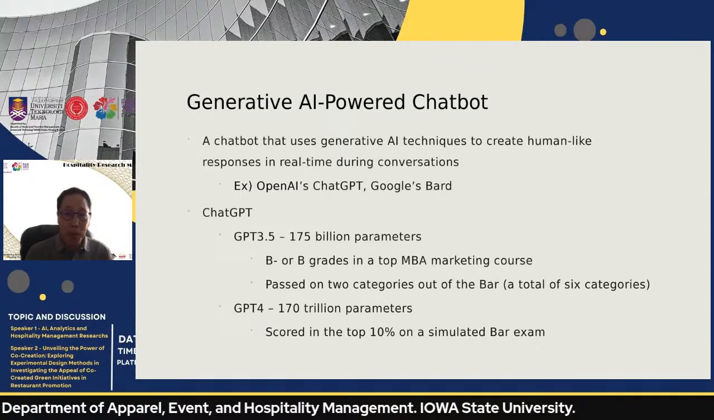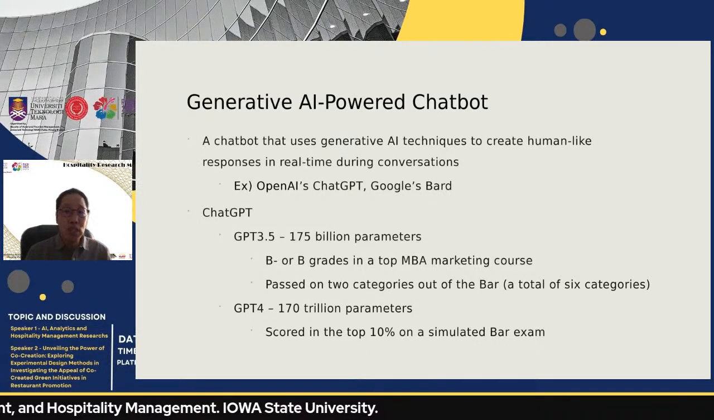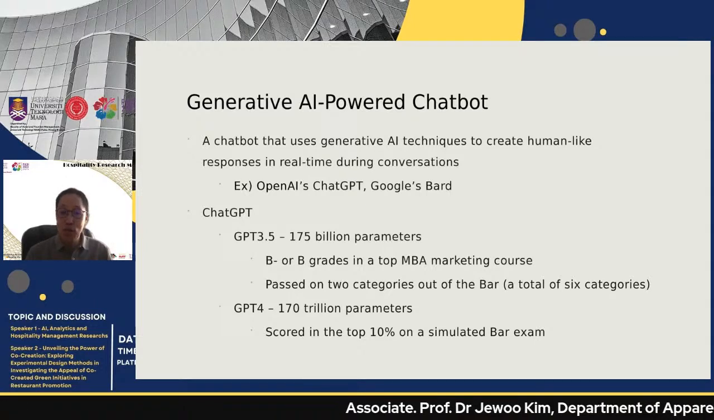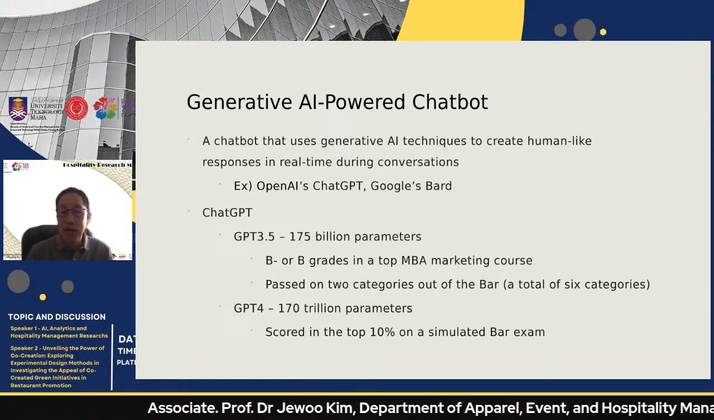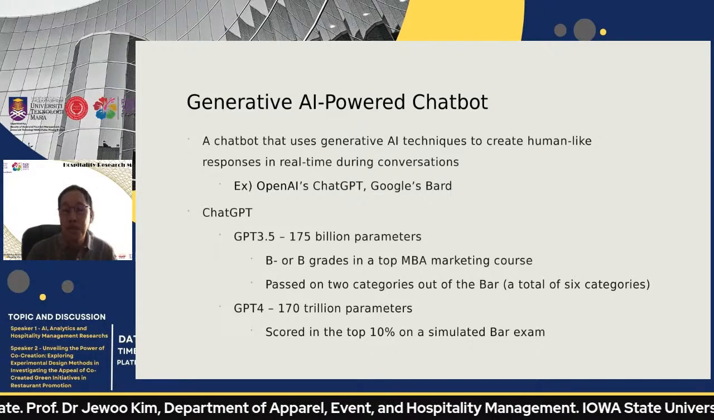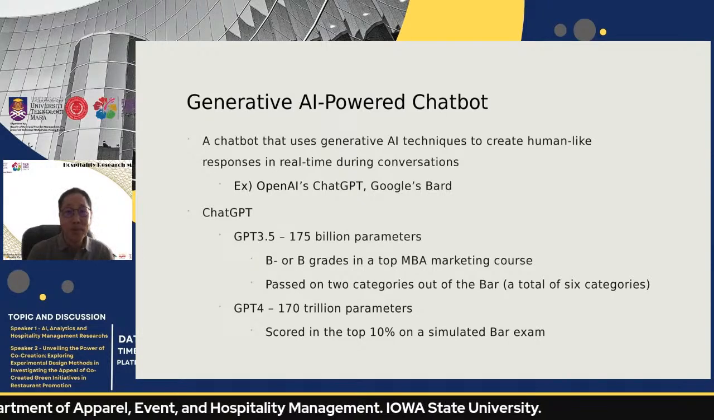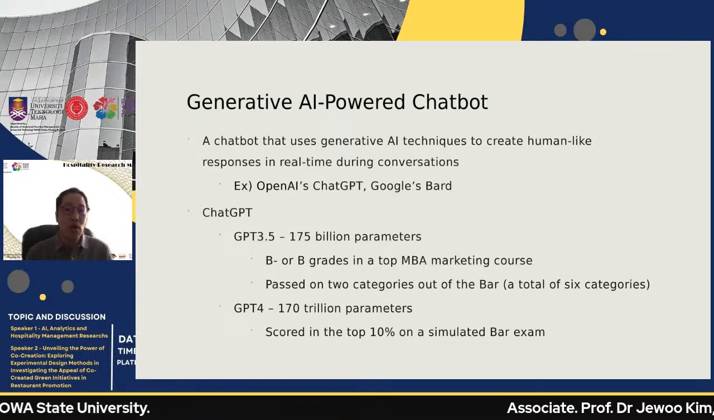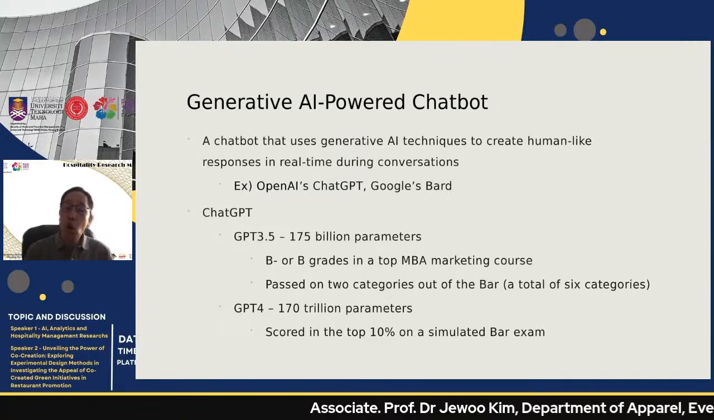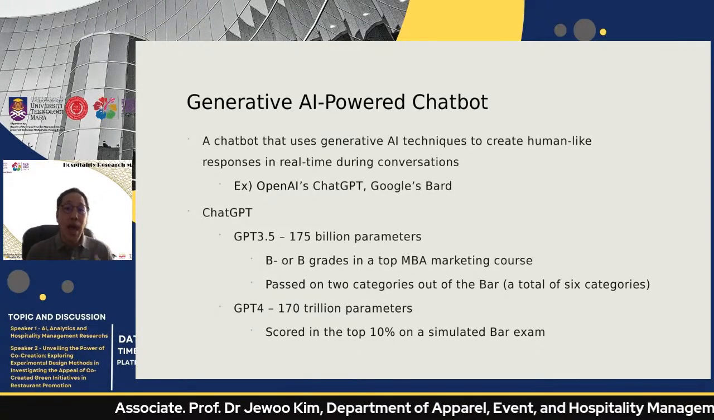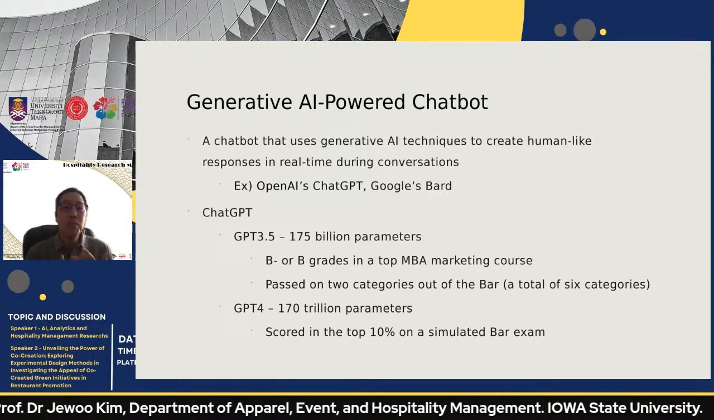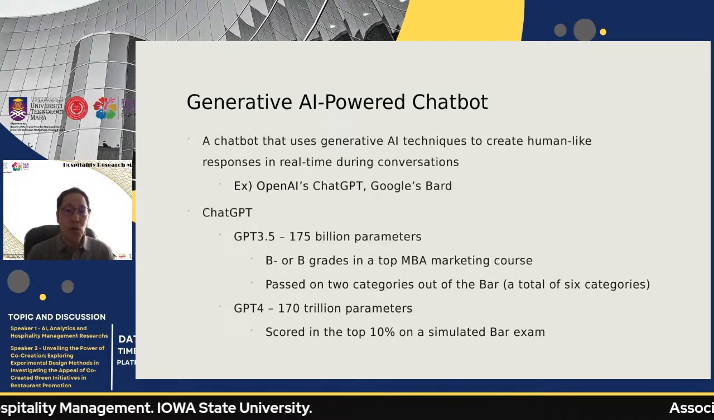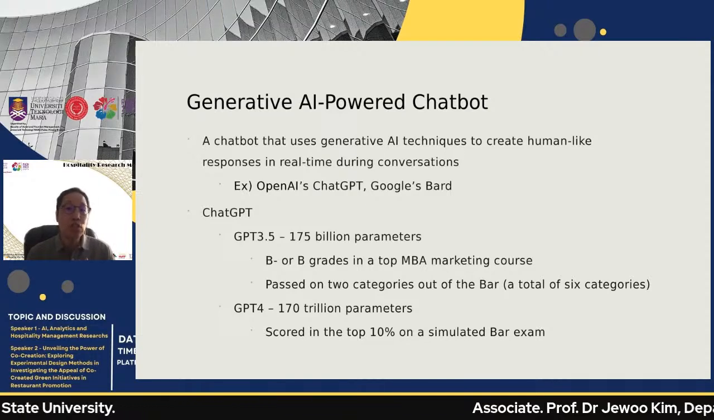In their research paper, they showed that GPT 3.5 passed two categories of the bar exam. Usually, the bar exam is different state by state, but usually the bar exam has six categories. Also, the new version, GPT-4, scored in the top 10% on a simulated bar exam. According to OpenAI, the creator of ChatGPT, ChatGPT-4 can engage in much more interactive and contextually rich conversations, so it allows for more in-depth discussions and exchanges of information.